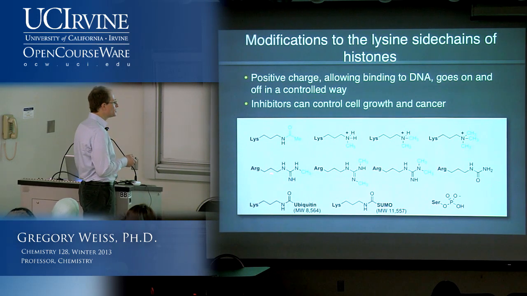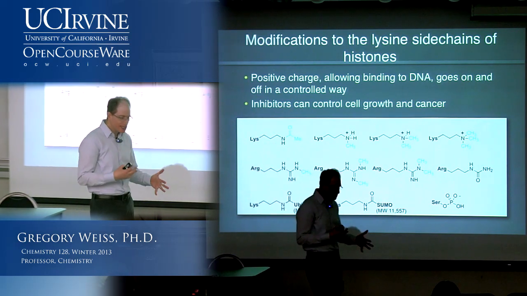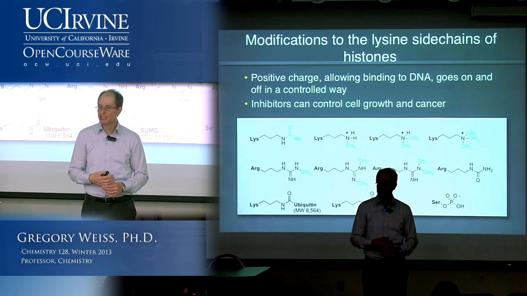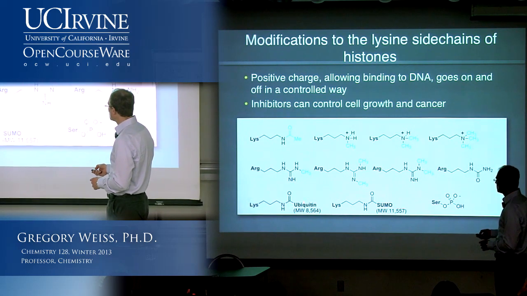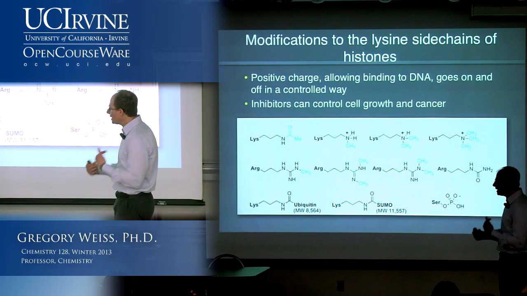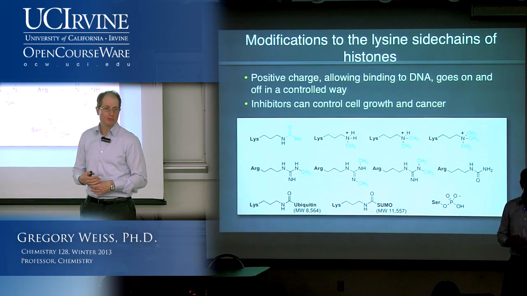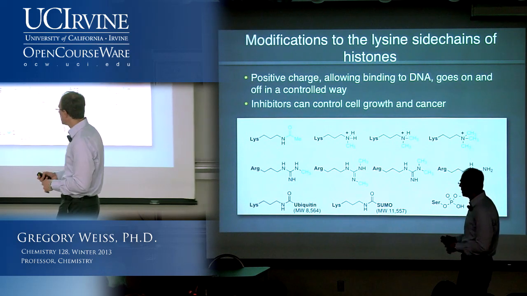Okay, so there's a whole series of different modifications to the surface side chains, the surfaces of the histones. And all of these modifications have important consequences. For example, some of these modifications, like these larger ones down here, direct the histones into the proteasome, which is basically the garbage disposal for the cell. And so those get flushed away and thrown into the trash.